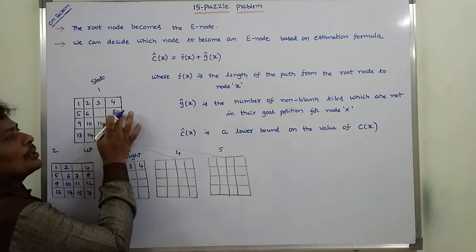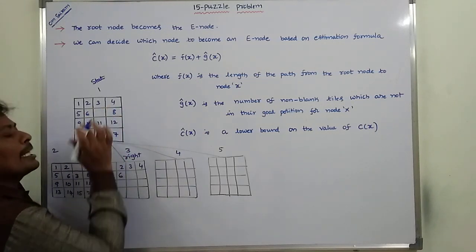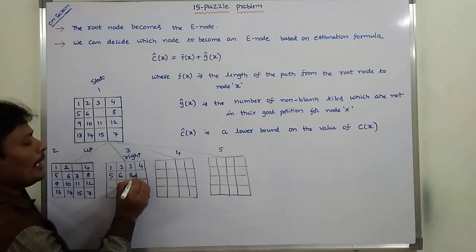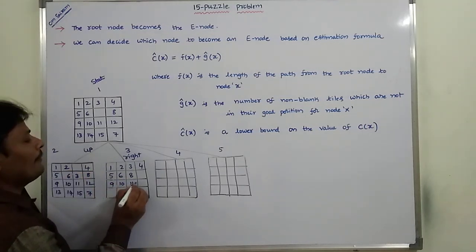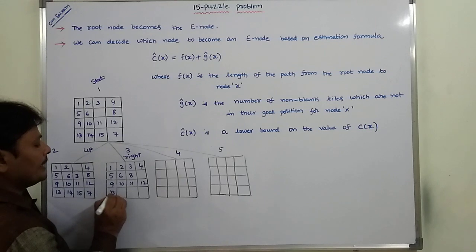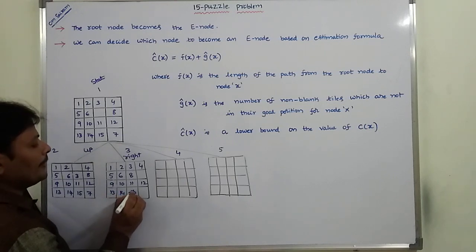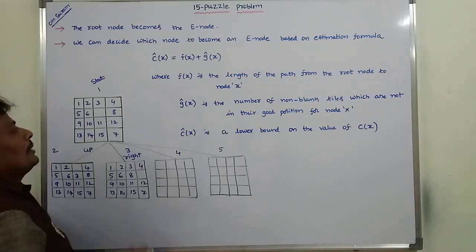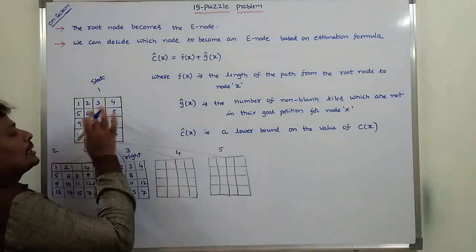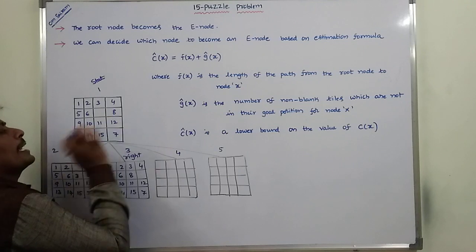The empty tile can be moved to this position. The 8th tile can be moved to this position. The empty tile is this one. 9, 10, 11, 12, 13, 14, 15, 7. Okay. Next one. The empty tile can be moved to down direction.